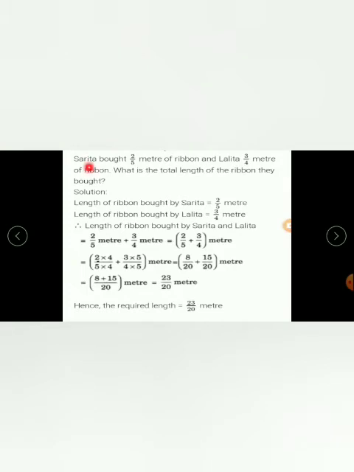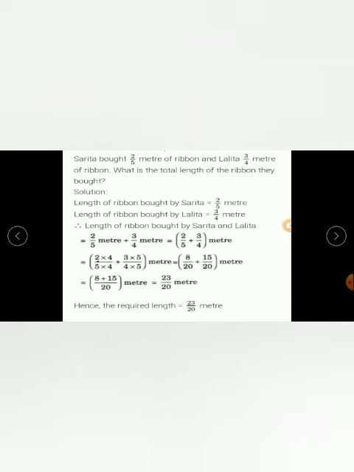First question. Zarida bought 2 by 5 meter of ribbon and Lilida 3 by 4 meter of ribbon. What is the total length of the ribbon they bought? So here what all things are given in the question. Zarida and Lilida bought some length of the ribbon. What is the total length of the ribbon they bought? So total means what we have to find here? Yes, we have to add.